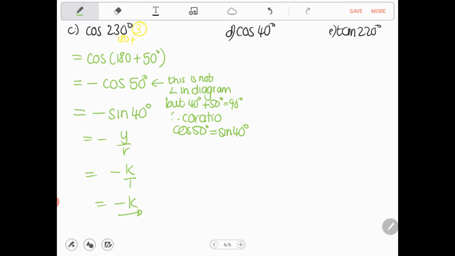All right, what about the next one? Cos of 40, well, that is the angle in the diagram. It's quadrant 1. So I'm going to go cos is x over r. We said x was the square root of 1 minus k squared over r is 1, which is the square root of 1 minus k squared.